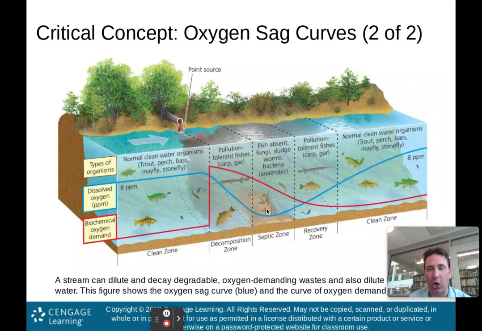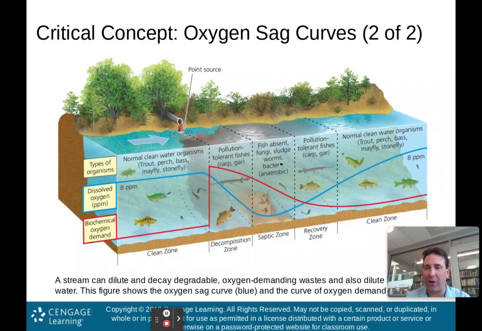Here's your sag curve, right? So this is called the decomposition zone. And basically, pollutant tolerant fishes, a couple can live there, but most animals are going to die. Then we get to the septic zone. Again, I have to remember the river is continuing to move, so it's beginning to dilute that pollutant that has come off of the point source, right? So the sag curves in what's known as the septic zone, where fish are absent, and fungi, sludge worms, and bacteria are abundant in here, right? Taking away all your oxygen.